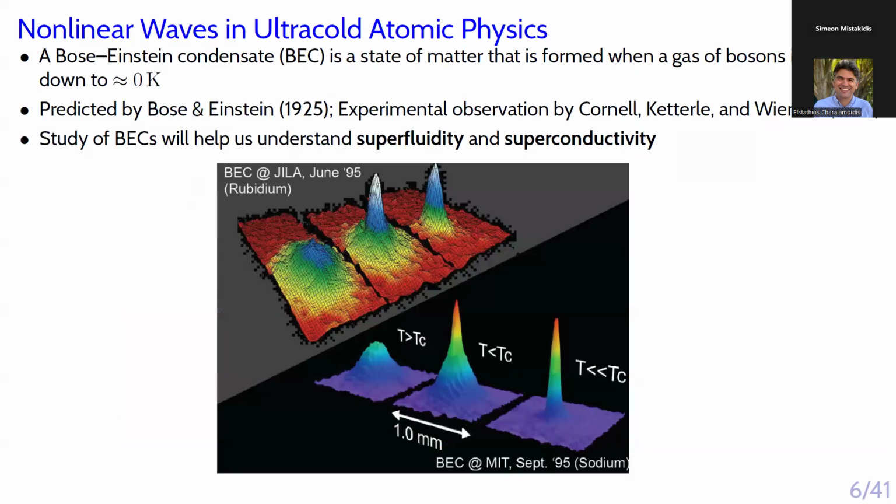Another place where such structures emerge is the very well-known area of Bose-Einstein condensation, a state of matter which is formed when a gas of bosons is cooled down to 0 Kelvin. It was predicted many years ago by Bose and Einstein, and it was observed in 1995 by two groups, one at the Joint Institute for Laboratory Astrophysics, and the other one at MIT, where as we take a collection of atoms and cool them down to extremely low temperatures, everything condenses, everything becomes localized. And for me, as an applied mathematician, I like to think of those types of structures as localized solutions to a nonlinear dispersive equation, where I have this balance between nonlinearity and dispersion.